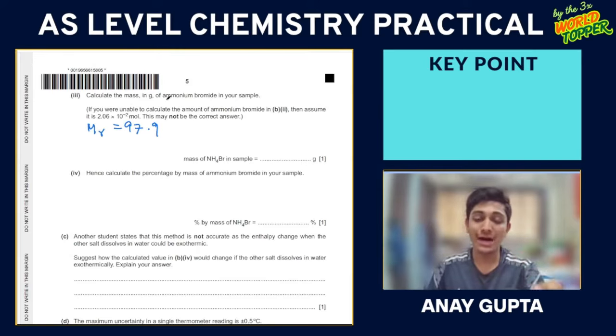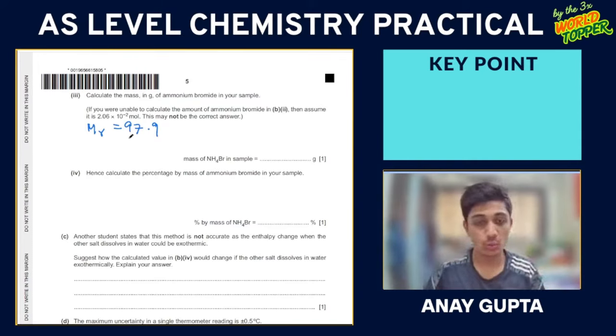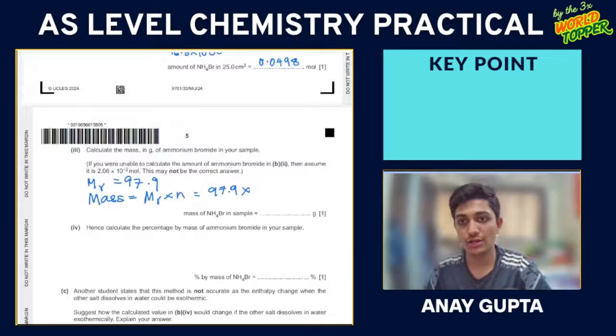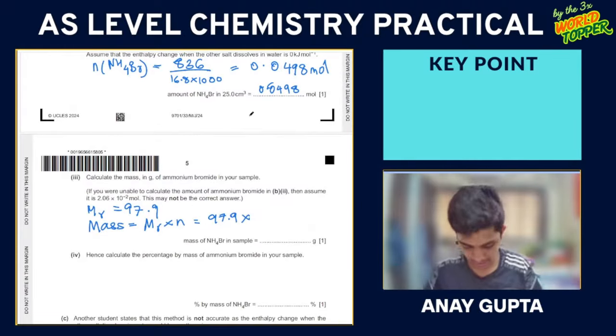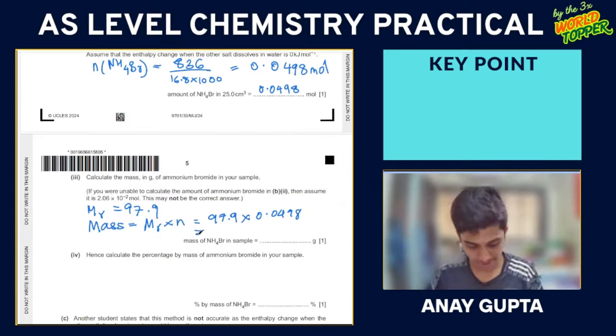Now calculate the mass. So from moles we need to find the mass, right? So what is our formula? So mass is going to equal Mr times the number of moles, correct? So that equals 97.9. We already have the moles of NH4Br over here, which is 0.0498. That gives us 4.86 grams.